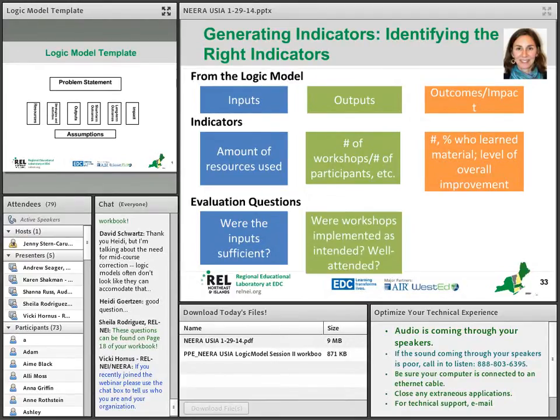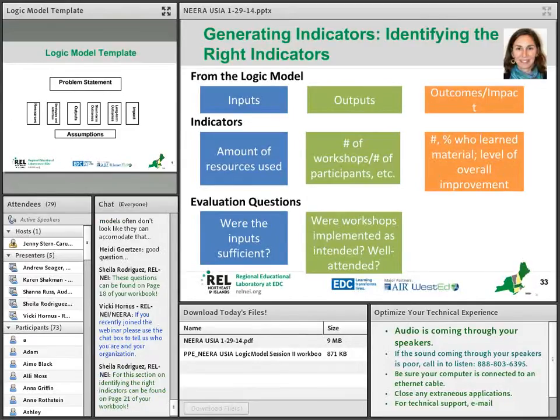When we think about outputs and we move from the outputs to the indicators, these really have to do with understanding whether or not the program was implemented as intended. And indicators associated with outputs really try to get at the degree to which the program went off as we'd hoped it would. Did we have the number of workshops intended? Was our participation what we'd hoped, and so forth?